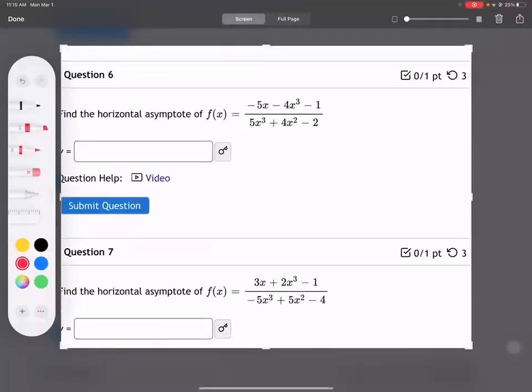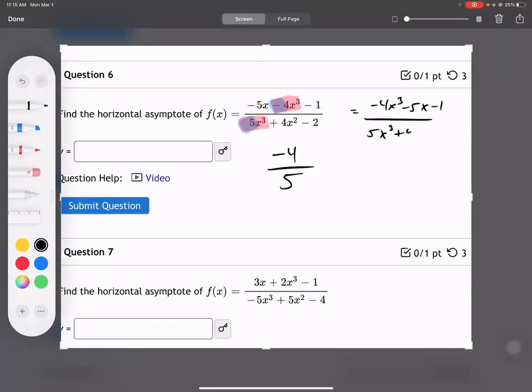what's the horizontal asymptote? Looking at this problem, look at my largest exponent. You might think it's a 5x, right? Nope, they rewrote it. My largest exponent is the x cubed. So if we have the same exponent, we just copy the front coefficient. It's faster for me to talk about it than write it. Okay, if you want to rewrite the problem, sure. Negative 4x cubed minus 5x minus 1 and 5x cubed plus 4x squared minus 2. I can bet you that this graph will eventually look like negative 4 over 5.